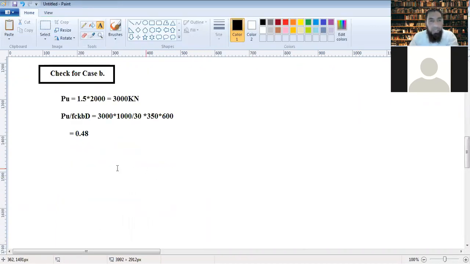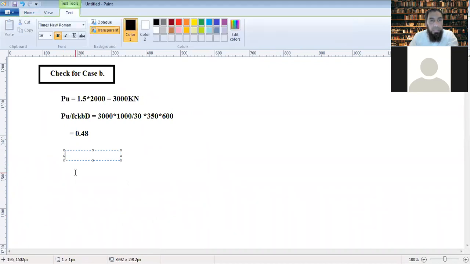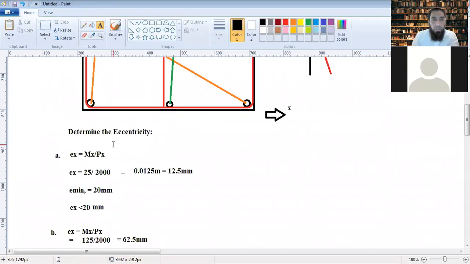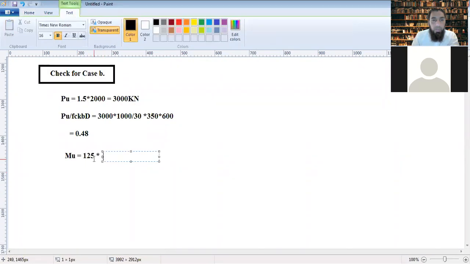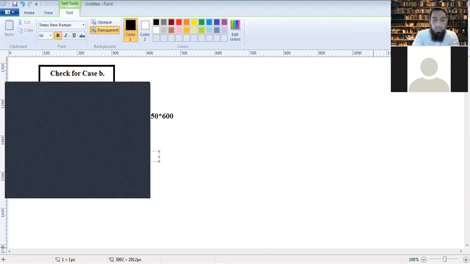Then you have another, what is your value of Mu now? For the second case, it's 125 kilonewton meter. It would be 125 into what's given. This is the moment from the beam, you have to multiply it by 1.5 such that it becomes the ultimate. So this would be 125 into 1.5. It's 187.5.